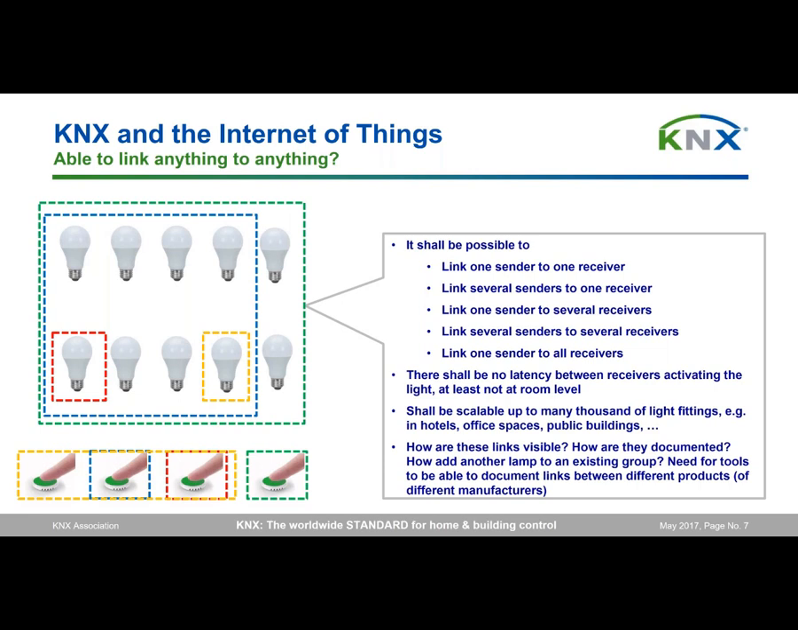So in the case where you would like to switch your multiple lights on and off by means of multiple push buttons. Or is it possible to link one sender to all receivers? So if you want to realize an all-off command from one push button near the door when you leave the home, you can switch off all receivers in the home.